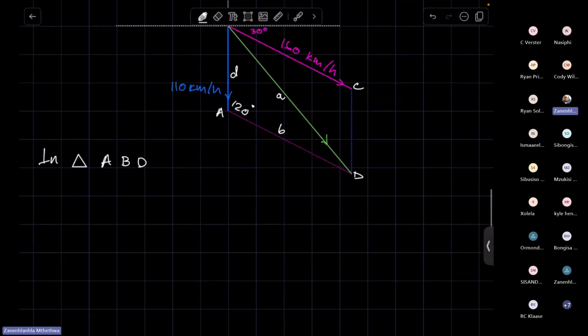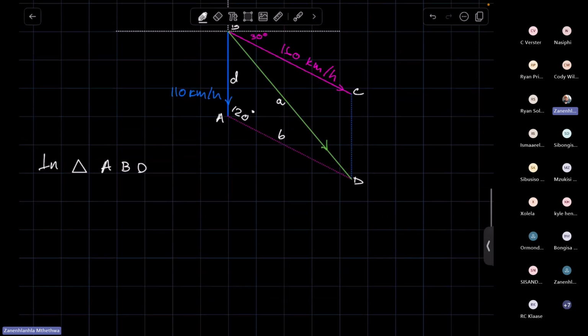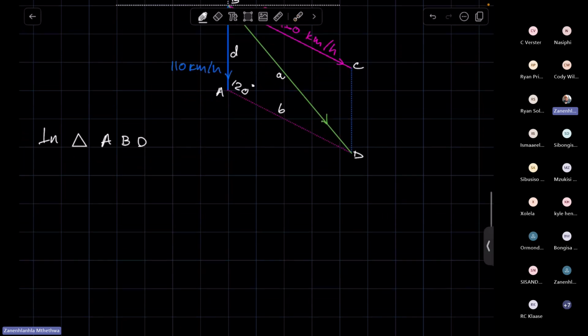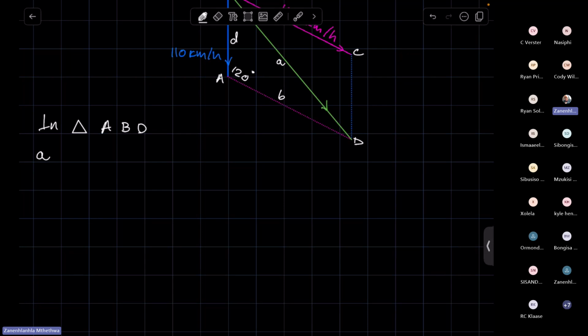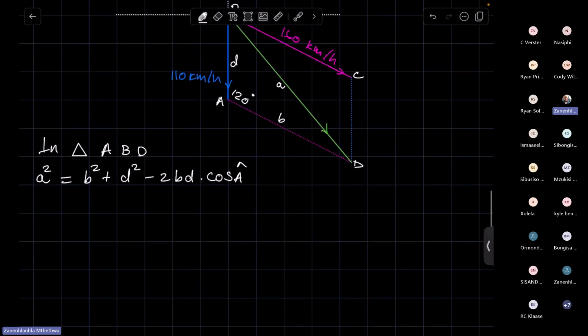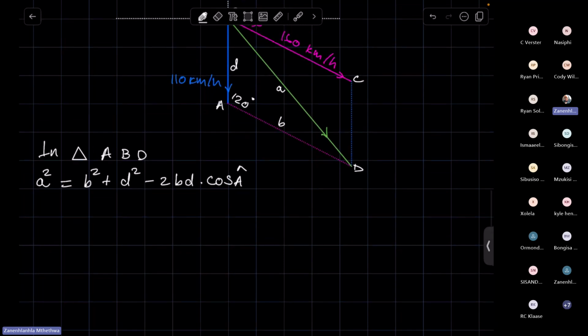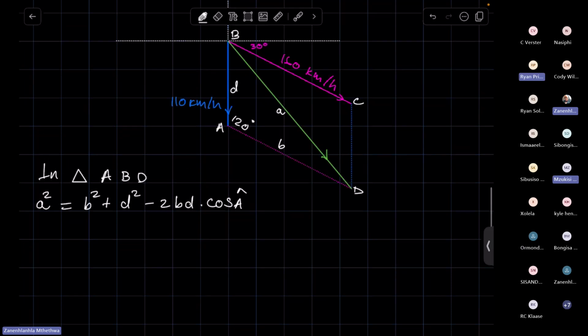And then in using the cosine rule, seeing that the angle we have is an included angle, what are we looking for? We are looking for a. So we then say a squared is equal to b squared plus d squared minus 2bd times cos what? The angle we have is cos A. Are we clear here? This is the cosine rule. Yes, sir.